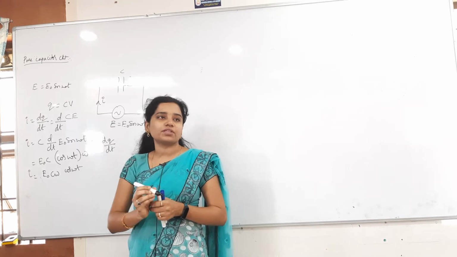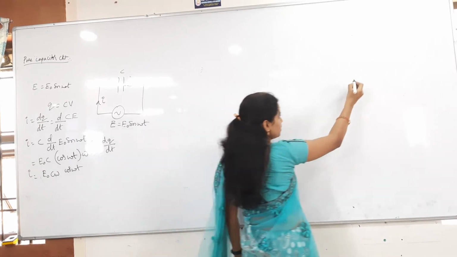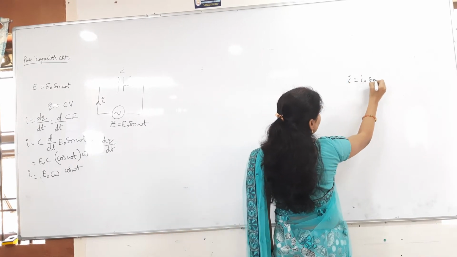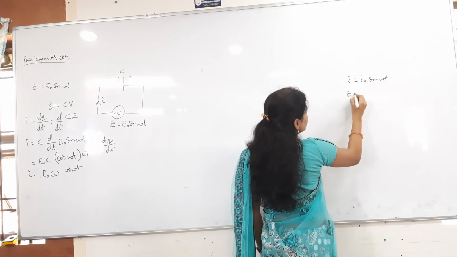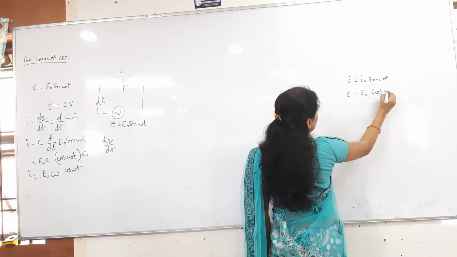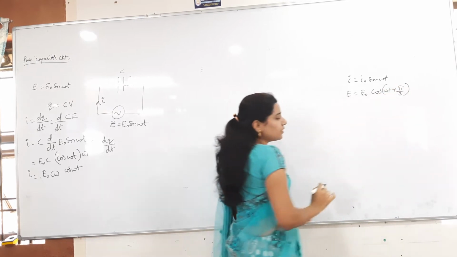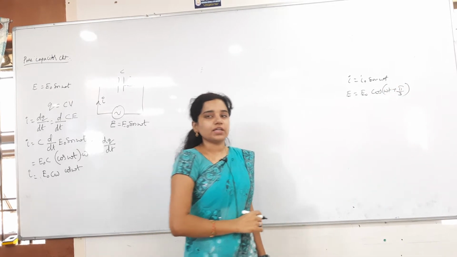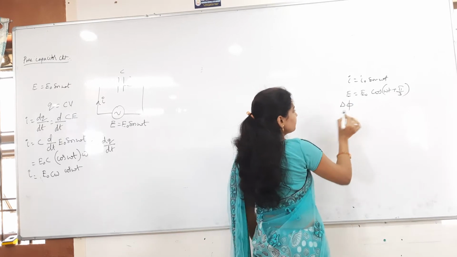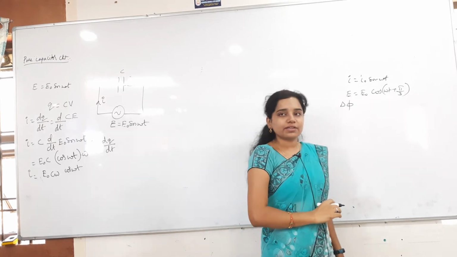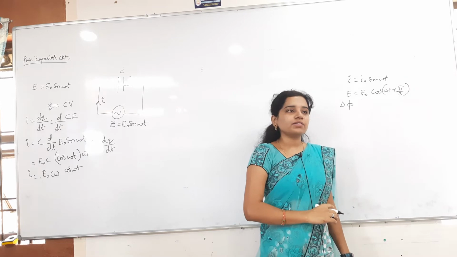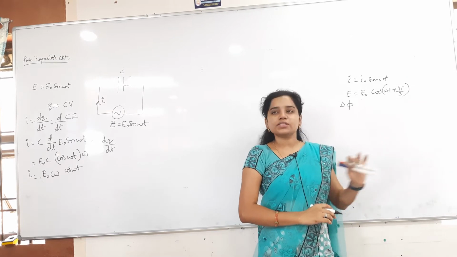Only yesterday I gave that problem. I is equal to I naught sin omega t, E is equal to E naught cos omega t plus pi by 3, or pi by 6, pi by 3. This is the question I gave. I asked to find the phase difference delta phi. For that, I said one word: to find the phase difference, both should be in the same function.